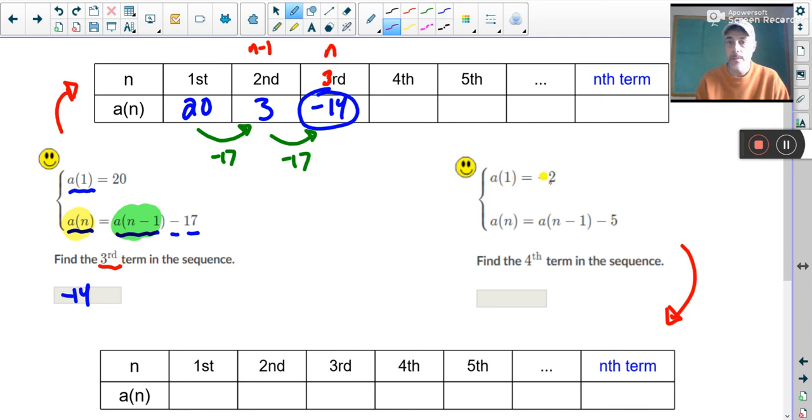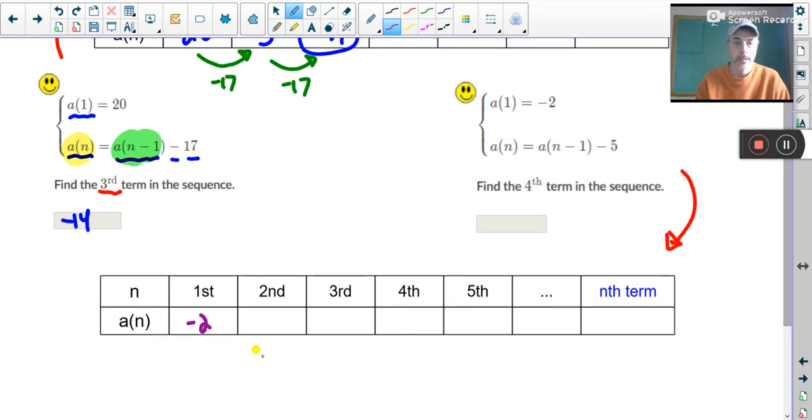Over here, I'm going to do this one down here. A sub 1 equals -2. Okay, my first term is -2. Okay, and our nth term is the one before it minus 5. So I know that I should be taking the term before it and subtracting 5.